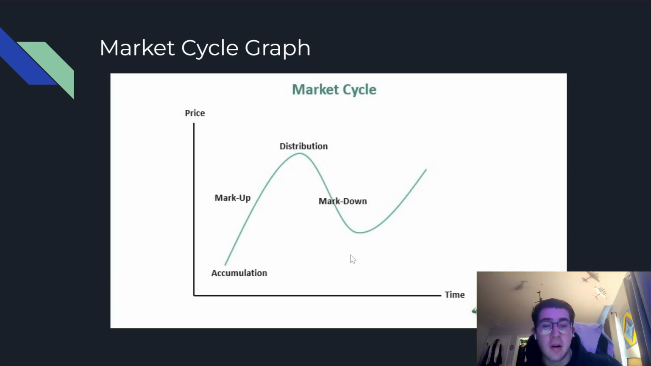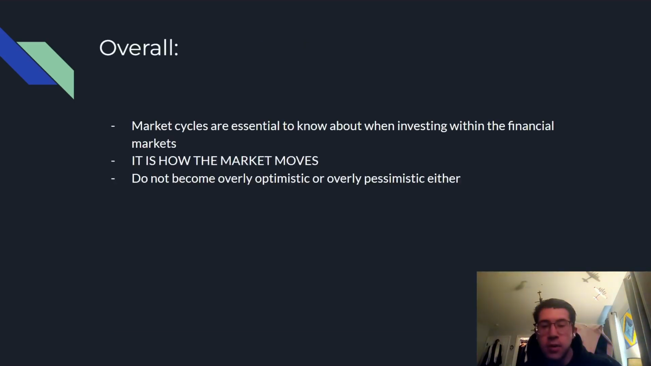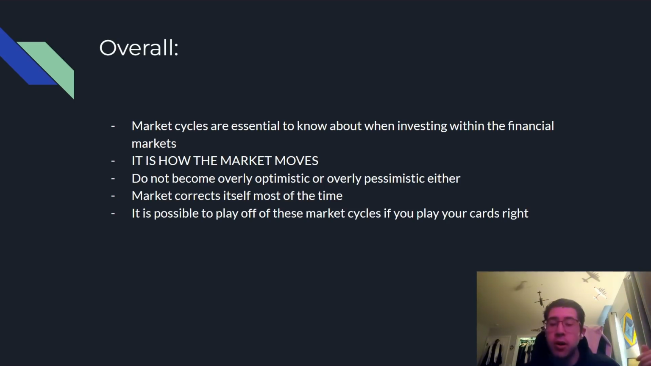Yes, it might come down a lot, but how does the market move? It goes down and goes back up. Why? Because it comes down and people buy it at a discount, and when people buy, it pushes prices up. It's literally just supply and demand, guys. So correlate the supply and demand video with this video, and there you go. Now you guys know how to invest. But yeah, it's important to not be overly optimistic or overly pessimistic. And like I said, most of the time the market's just going to correct itself. And yes, it is possible to play off these market cycles if you play your cards right and do your research.